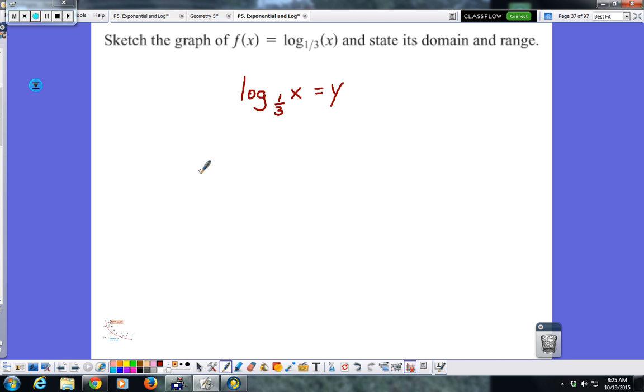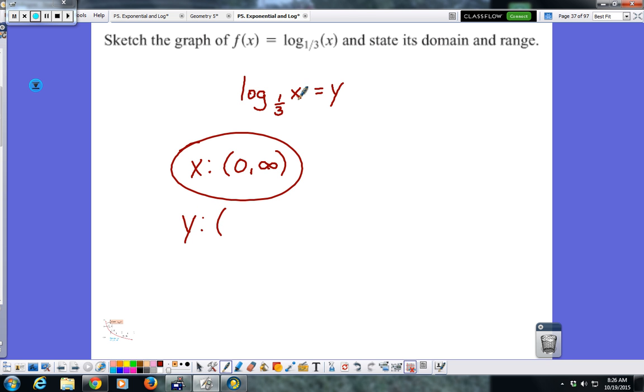Okay, domain first off. The log base 1/3 of x, it doesn't matter what the base is. You cannot take the log of a negative, and you cannot take the log of 0. So there's your domain. Your range, when you plug in 0, or you can't plug in 0, when you plug in the next number closest to 0, 0.00001, 1/3 to what power is that? You can actually plug those values in if you want to, or let's look at the graph.